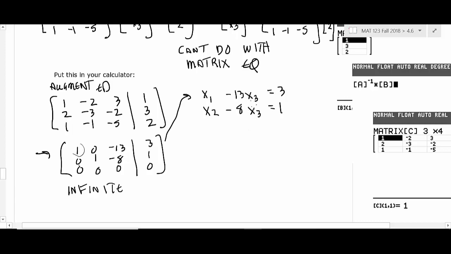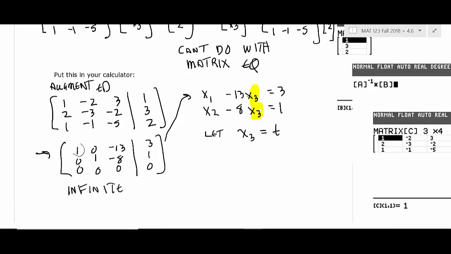Now you basically decide what you want t to be equal to. Generally, if the same thing shows up twice, like x3 shows up twice, that's the ideal thing to let t be equal to. So this is essentially what you do. We're going to let x3 be t. Anytime you have infinite solutions, you have to use what we call a parameter.